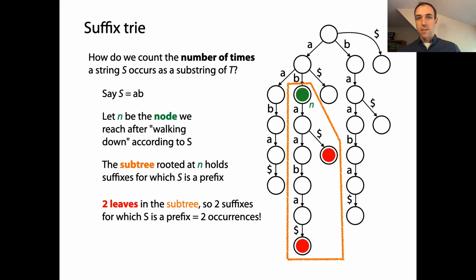Okay, so not only were we able to answer the presence-absence question, just the mere fact that we were able to walk down according to the characters of our query without falling off told us that it must occur at least once. But more than that, by looking below the point that we finished our walk down and asking how many leaves are there in that subtree, we were able to additionally answer this question of what number of times the query occurs.